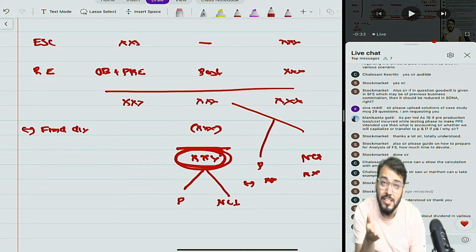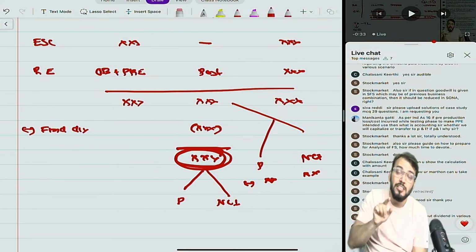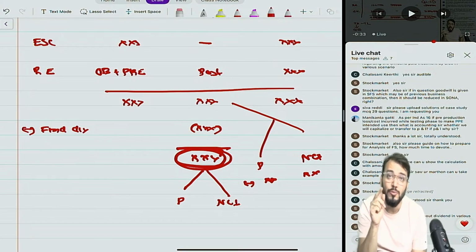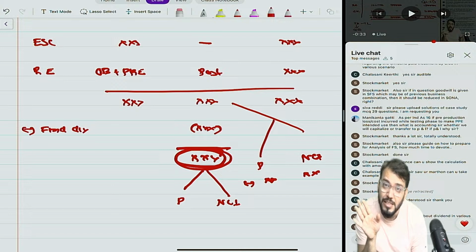When we are testing plant and machinery, or whatever PP you have purchased, to check whether it is working efficiently or not, that is testing of PP. Testing of production is something different. Testing of PP is something different. Understood? If you are testing a production process, that is something different.